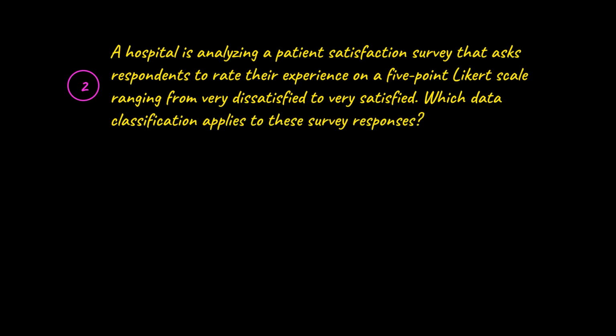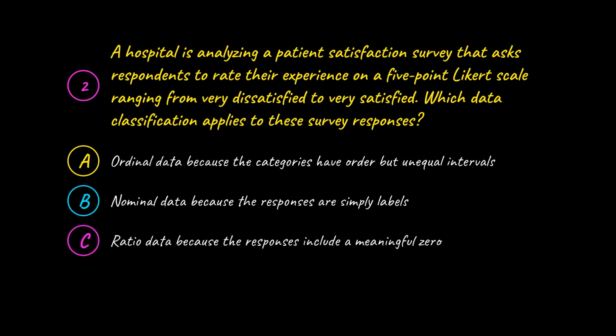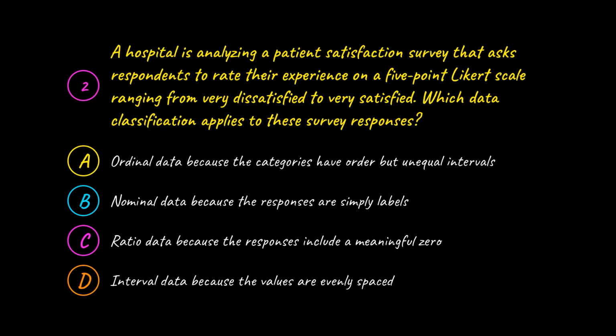Your options are A. Ordinal data because the categories have order but unequal intervals. B. Nominal data because the responses are simply labels. C. Ratio data because the responses include a meaningful 0. D. Interval data because the values are evenly spaced. Take a second. Which answer would you pick?